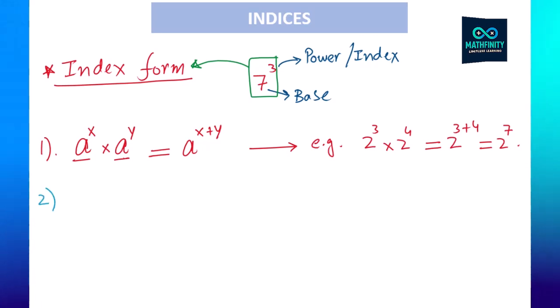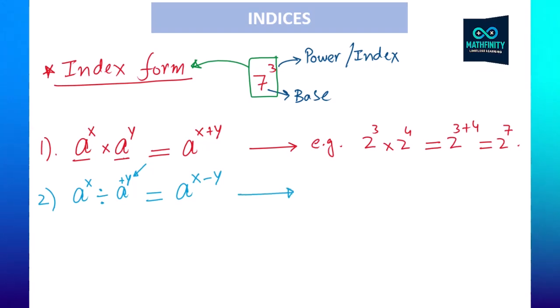The second rule is, if bases are the same, like in rule number 1, and a division sign is between them, we subtract, or you can say simply you have to change the sign of the power after the division. So we write x minus y. Why am I not simply saying that you have to subtract them? Because students make mistakes in this way.